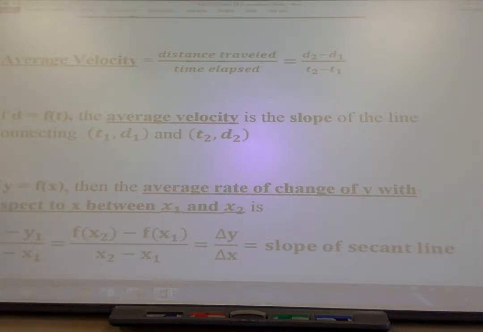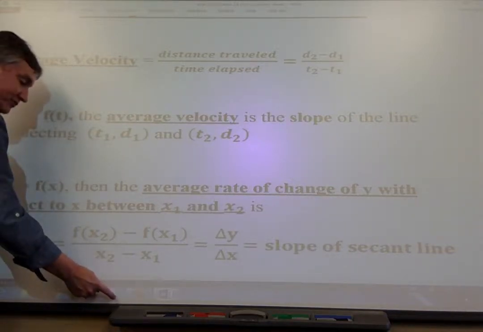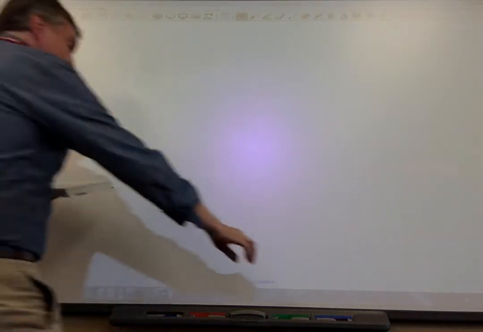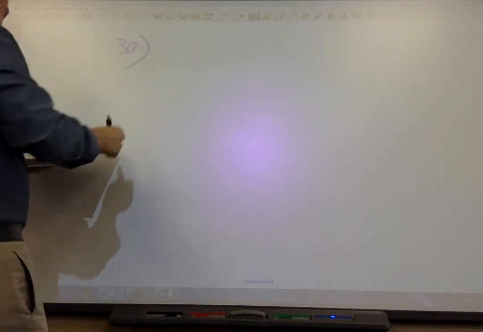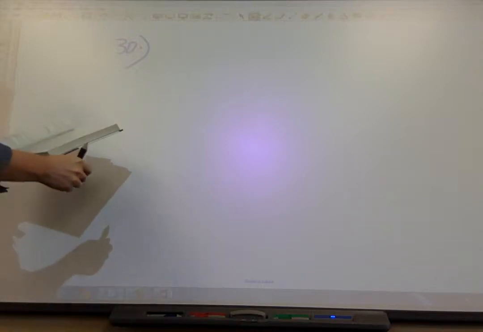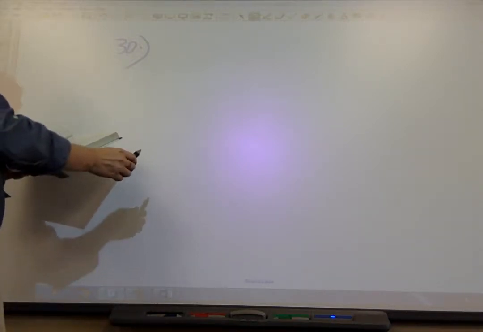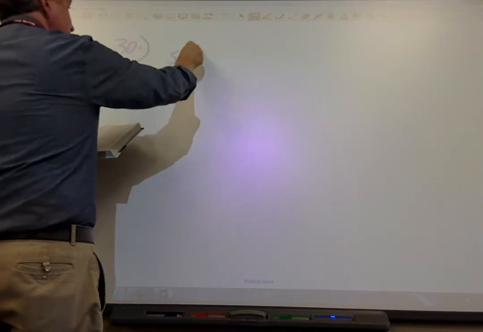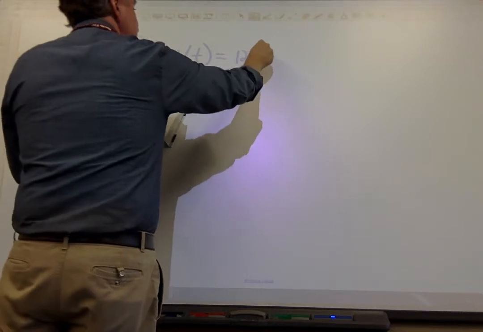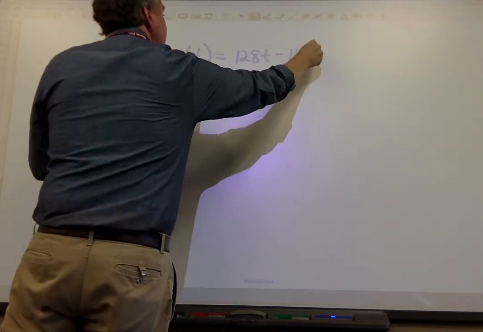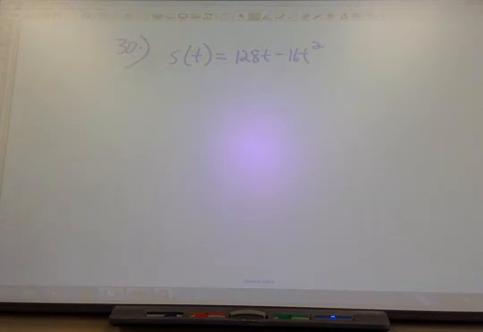Just to give you an example to go with this before I define instantaneous velocity, why don't we start with the first part of number 30. This is a good one to look at. This is on 147. It says, a ball is thrown straight up with an initial velocity of 128 feet per second, so that its height in feet is given by this distance function, s of t equals 128t minus 16t squared. There's my function. That's my distance function.